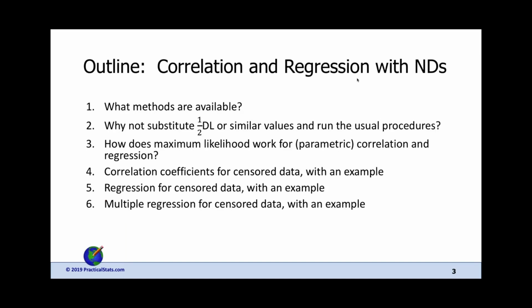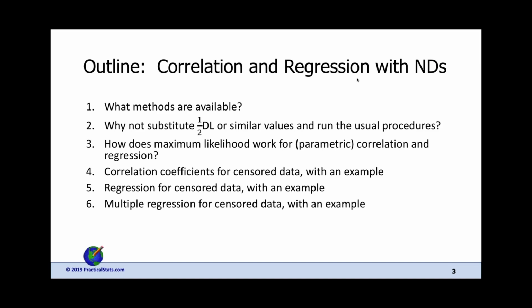So what are we doing? We're going to be talking about what methods are available to do correlation and regression with Nondetects, why you should not substitute 1/2 the detection limit or 1/√2 or any of the other popular proportions of the detection or reporting limits, and then run the usual regression or correlation with them. You will get terrible results doing that. And I'll show you why.